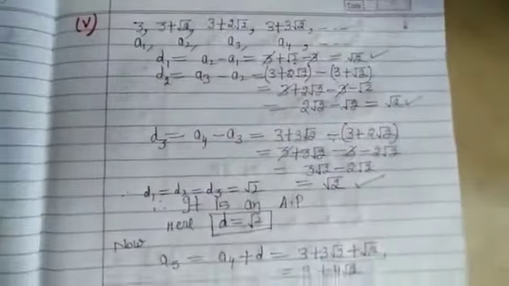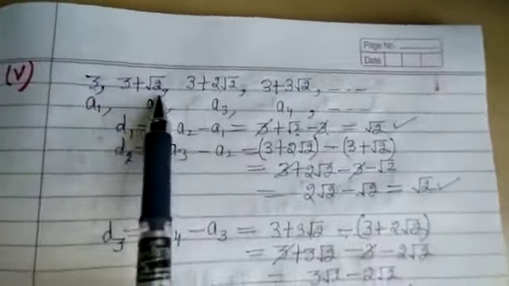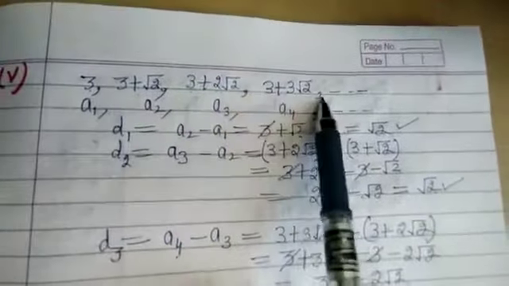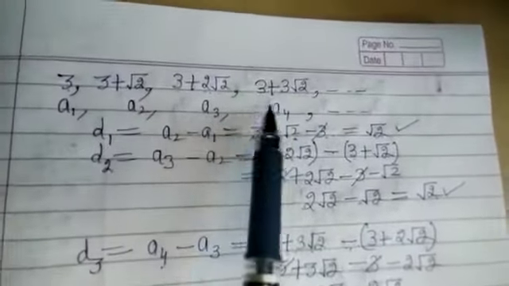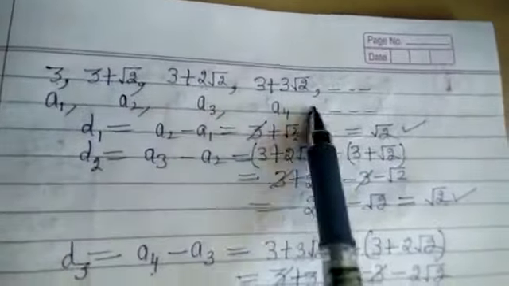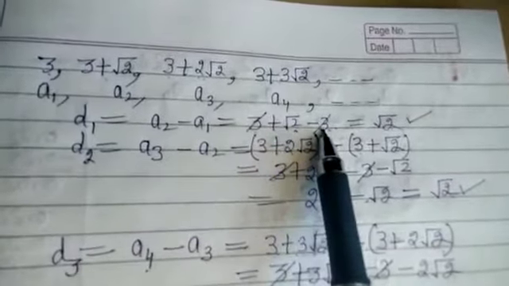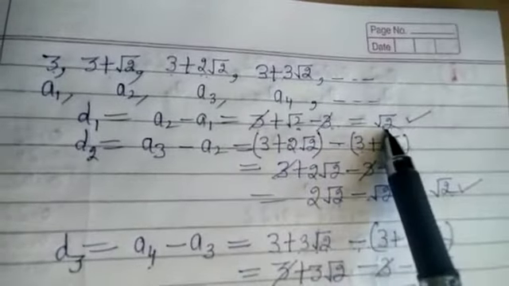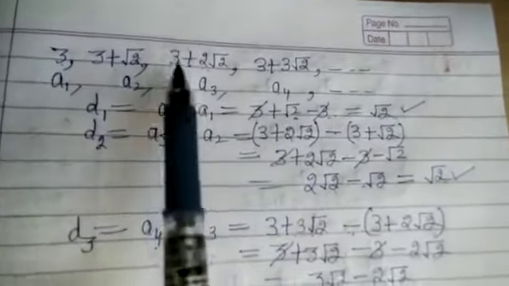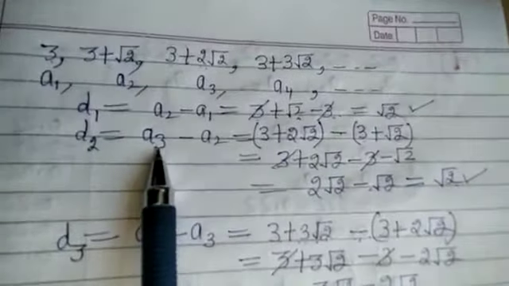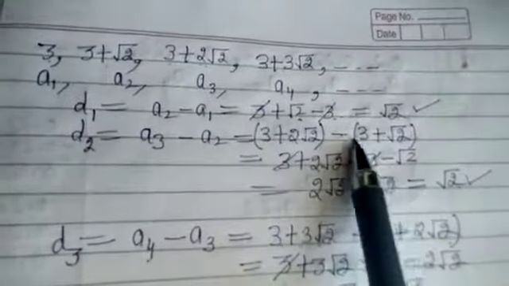Now the next part, the fifth part is 3, 3 plus under root 2, 3 plus 2 under root 2, 3 plus 3 under root 2. So A1, A2, A3, A4, it means first term, second, third and fourth. So the difference is A2 minus A1, 3 plus under root 2 minus of 3. So this 3 and 3 will cancel out, under root 2 is left. Next difference is A3 minus A2. So that is 3 plus 2 under root 2 minus of 3 plus under root 2.